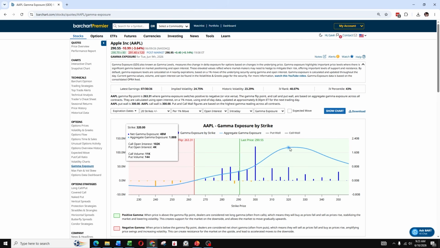So market makers are clearly long gamma here, which means they're going to be buying the dip and they're going to be selling any rallies. So that's going to have a dampening or stabilizing effect on the stock price. And that's a beautiful setup for option sellers.